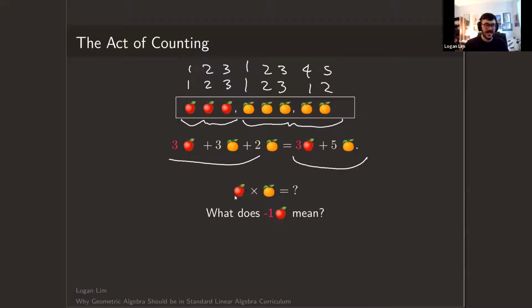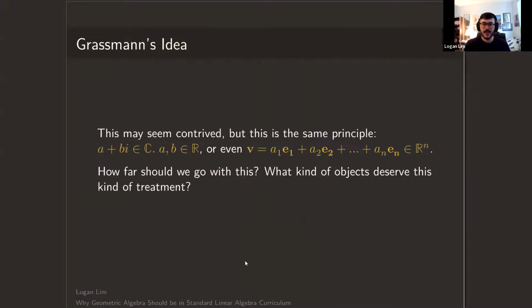The problem with this example is we have no idea what this means. It's not really a ring at all. It has no multiplication defined, and thinking about -1 apples, the analogy breaks down. But I want to show you that the analogy doesn't break down when we talk about k-vectors. This may seem contrived, but it's the same principle. With the complex numbers and the real numbers, we have elements that can't be reduced in terms of each other, so to treat them in full generality we have to have scalar multiples or linear combinations of them. So here's a question: how far should we go with this? What kind of objects deserve this kind of treatment?